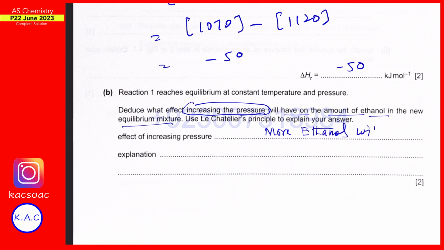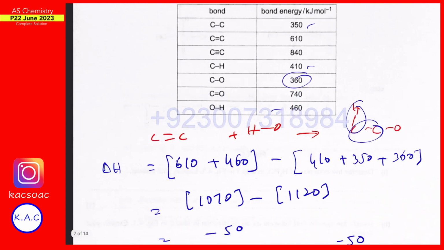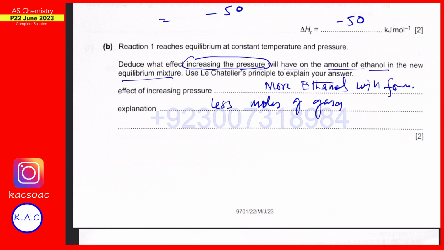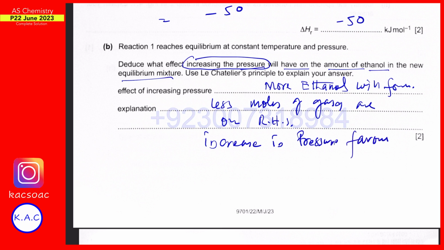Ethanol will form. Why? Less number of moles are lying on the right hand side. Less mole of gases are on right hand side. High pressure favors the less number of mole. High pressure, or increase in pressure, favors the side of less number of mole.